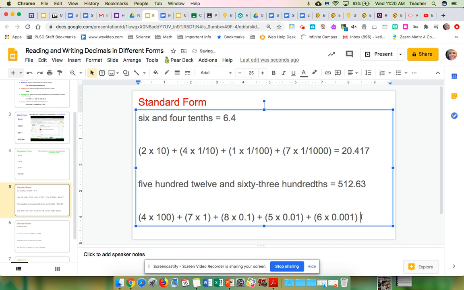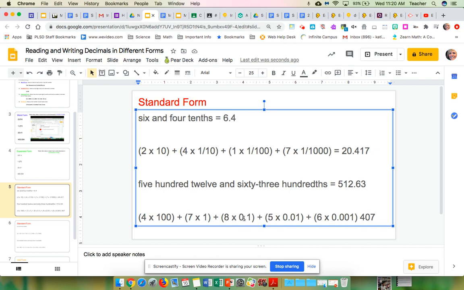Last but not least, we have 4 times 100. That's a whole number place. So I'm going to put my 4 down first, plus 7 times 1. So I want the 7 in the ones place. Well, the 4 is in the hundreds, and here's my 7 that's in the ones, but in between the hundreds and the ones is the tens place. So in between the 4 and the 7, I have to put a 0 in there. So that makes the 4 in the hundreds place, and now the 7 is in the ones place.